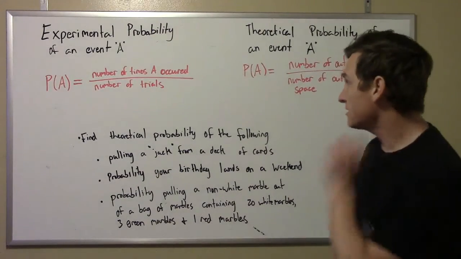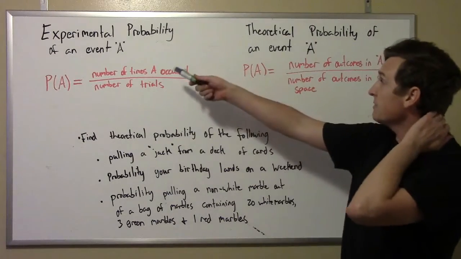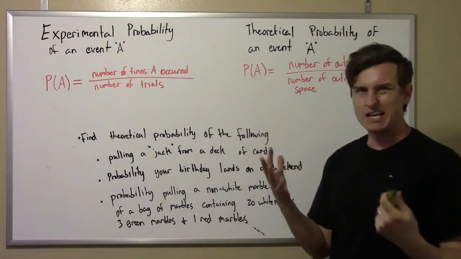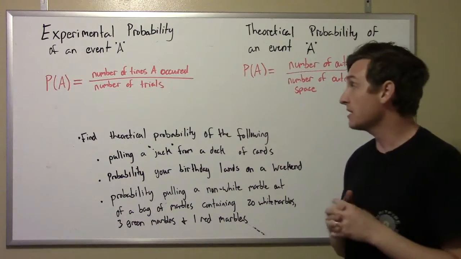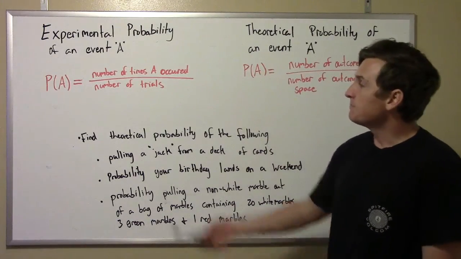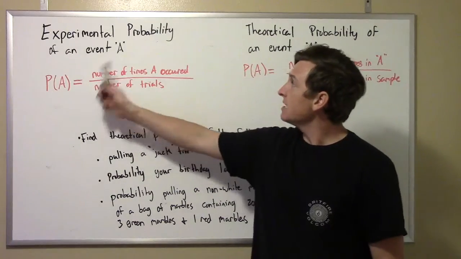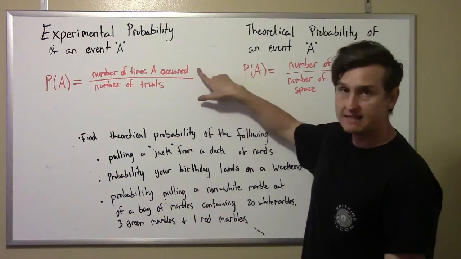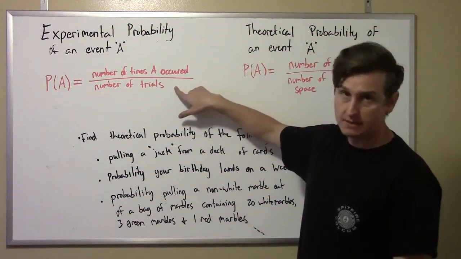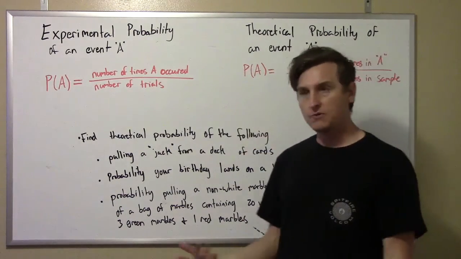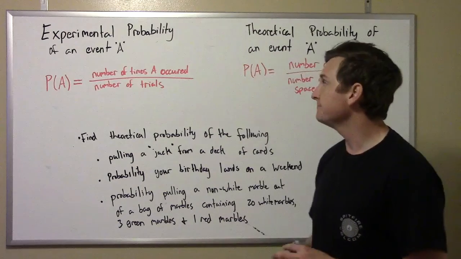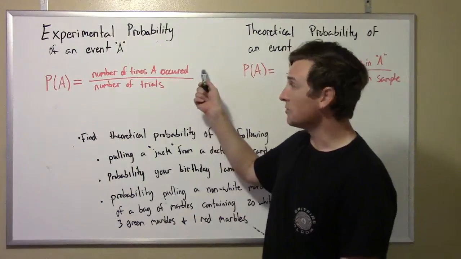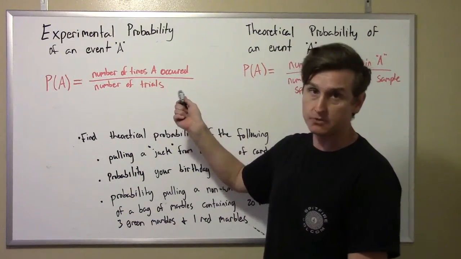Okay, I wanted to take a closer look at experimental probability and theoretical probability formulas, because those are the two that you need to know for calculating probability. The probability of an event happening with experimental probability is the number of times that event happened divided by the number of trials. So if we were talking about dice, and we wanted the probability of an even, then it's how many times we rolled an even divided by how many times we rolled.